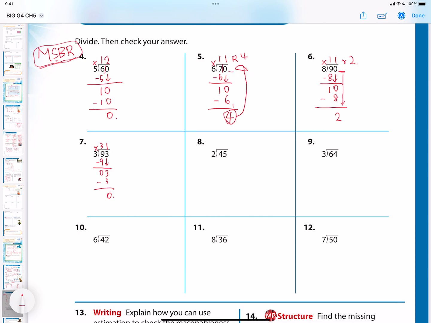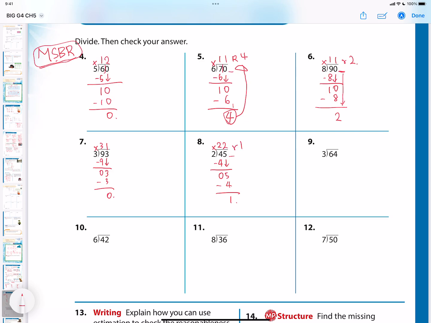All right, now I'm going to go for number 8. I think I have enough time to practice with you and reinforce the MSBR process, so I'm going to go a little bit faster. 2 times 2 is 4. Subtract 0, bring it down, 5. And 2 times 2 is 4. Take away 1. There is nothing to bring down, so this 1 is the remainder.